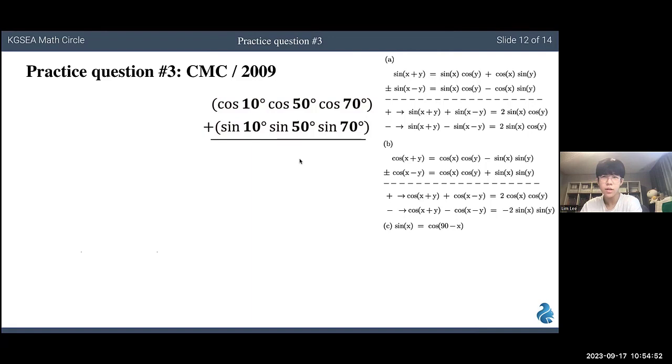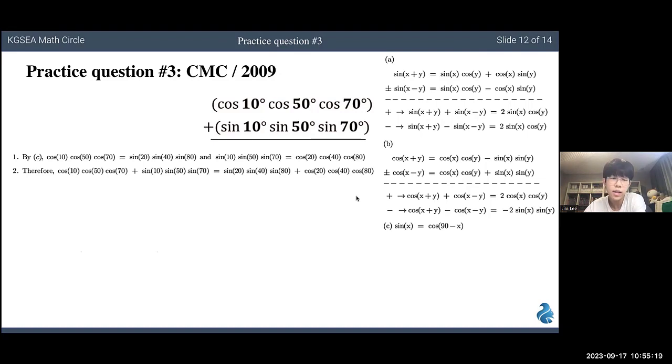So the first thing we want to do is try to simplify this equation so that we can get the simplest value. We can see that by C, which is sine x equals cosine 90 minus x, cosine 10, cosine 50, cosine 70 is equal to sine 20, sine 40, sine 80. And additionally, sine 10, sine 50, sine 70 is equal to cosine 20, cosine 40, cosine 80. Secondly, if we add these two equations up, we get the original equation written in another form, which is sine 20, sine 40, sine 80 plus cosine 20, cosine 40, cosine 80.